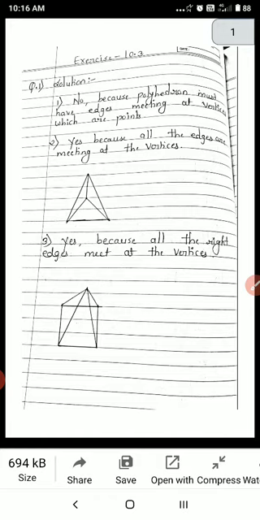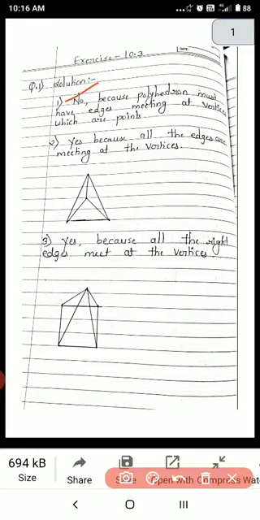Can a polyhedron have for its faces: first, three triangles? Can we have a polyhedron whose faces are three triangles? The answer is no. It is not possible to have a polyhedron with three triangles as faces. So the answer will be no.